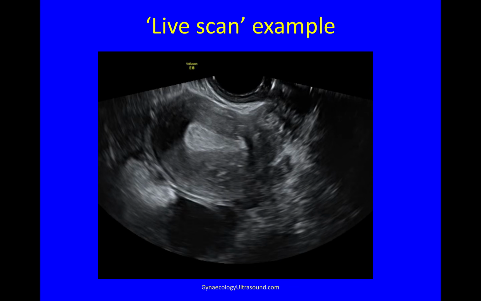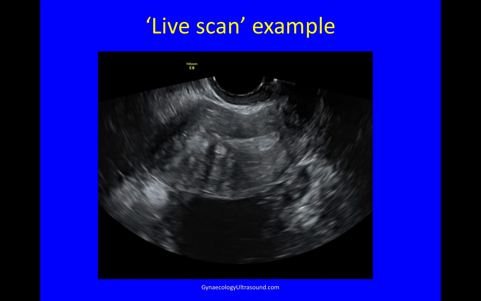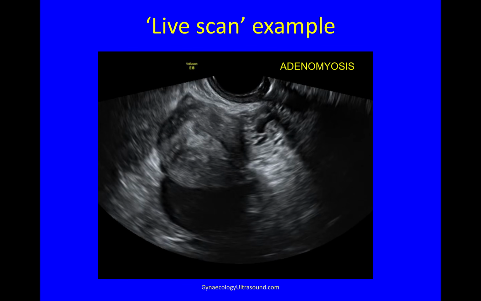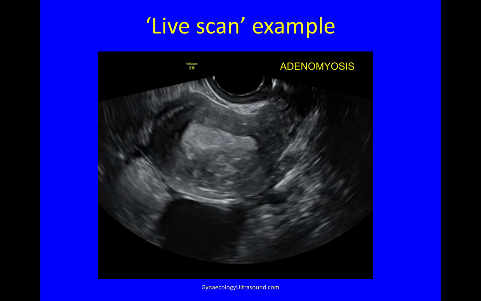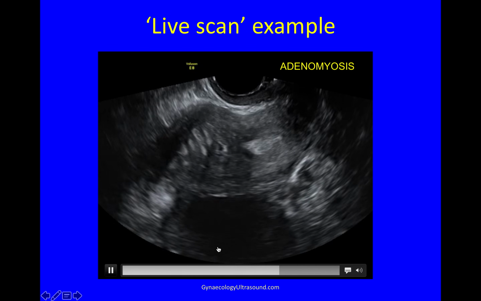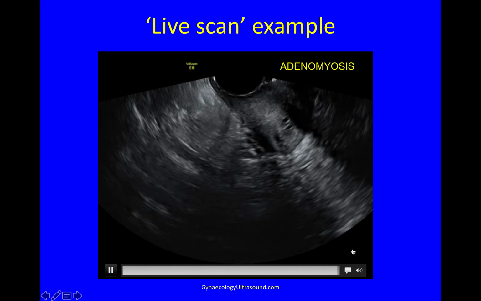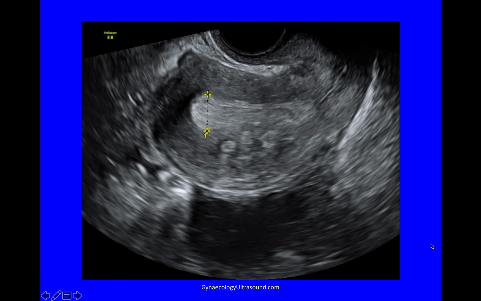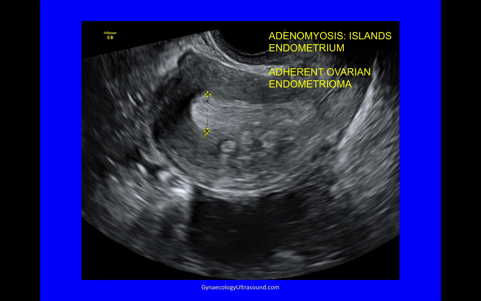So here you can see a longitudinal view of a uterus with islands of endometrium in the myometrium, and that's adenomyosis. You can already also see adherent ovaries with endometriomas at the back. So this is at the very start. Here you can see these islands of endometrium in the myometrium, and you can see an adherent ovarian endometrioma at the back of the uterine fundus.